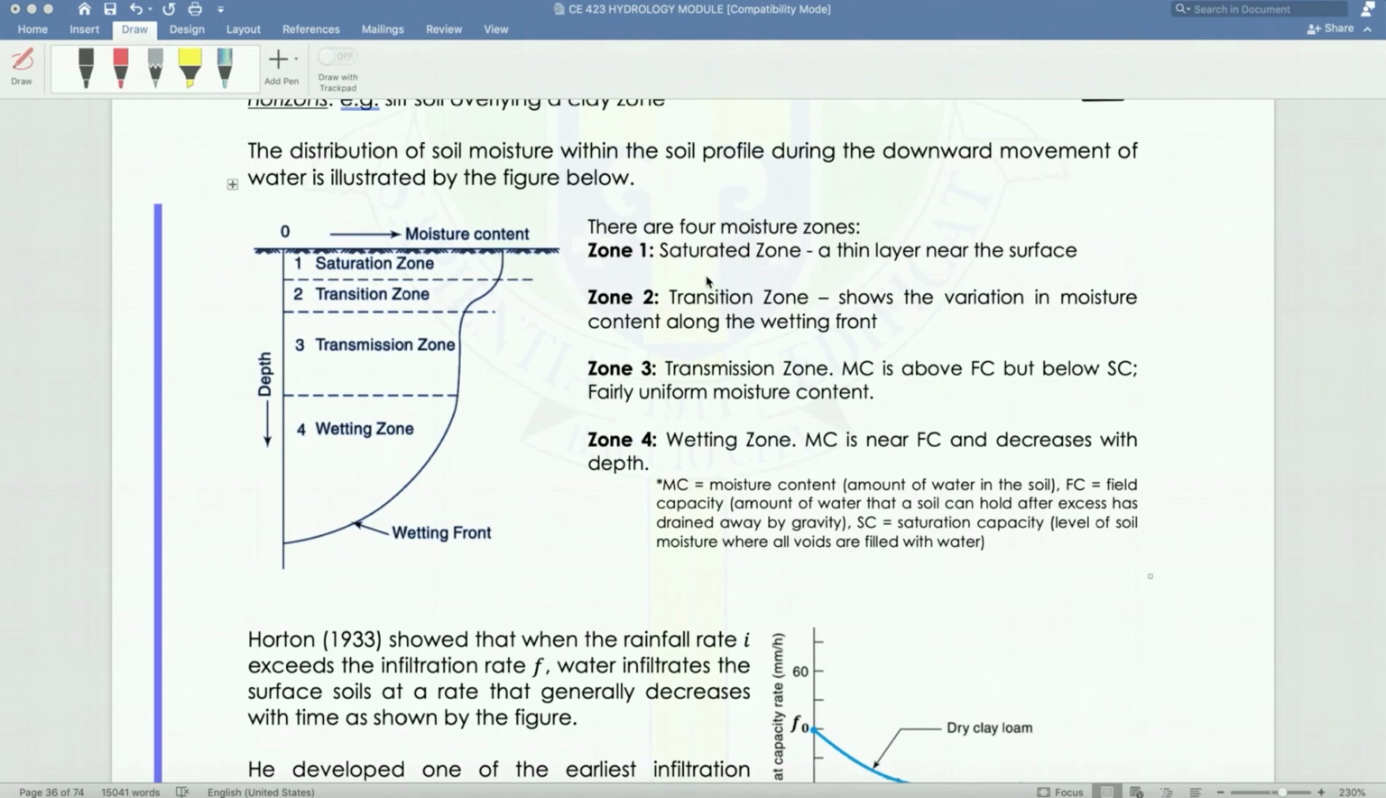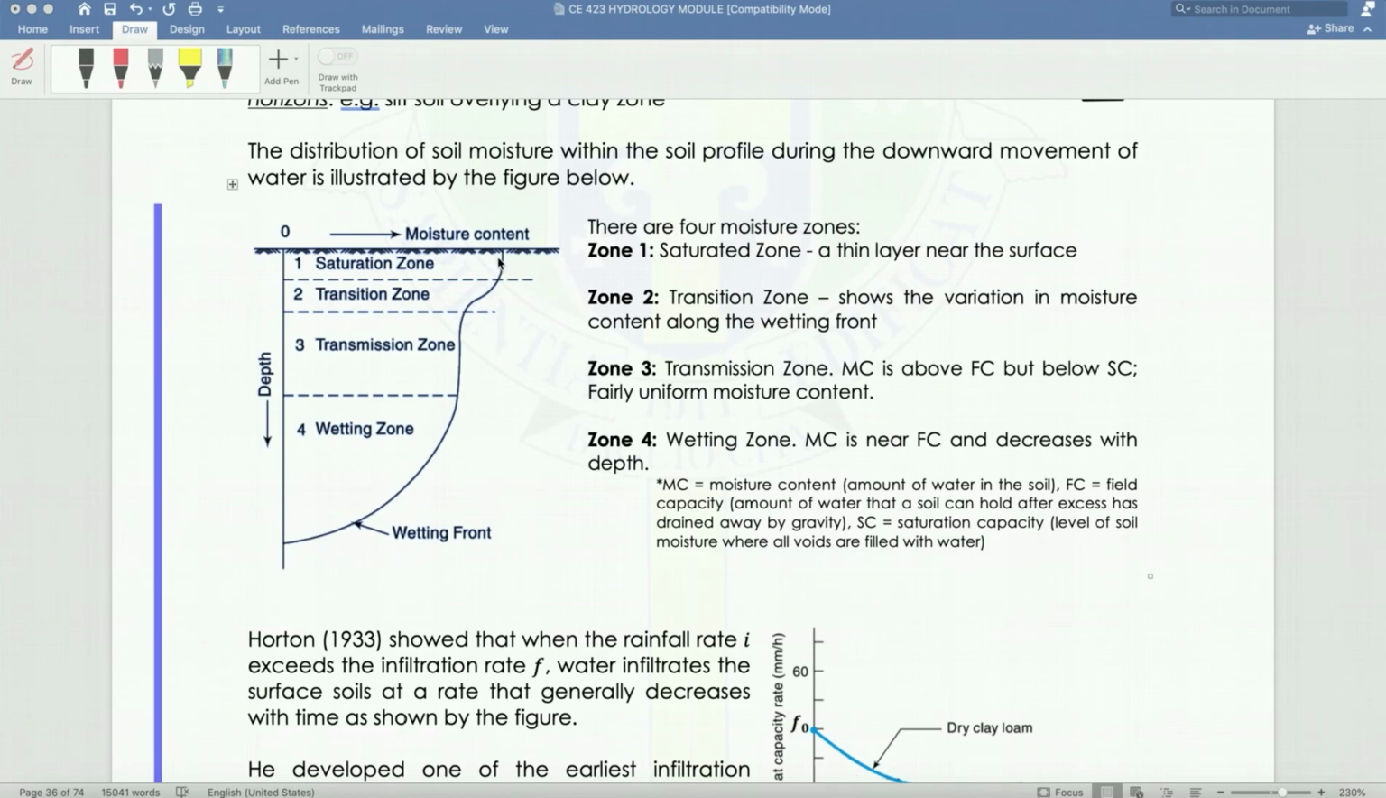Okay, so for zone 1, we have here the saturated zone, a thin layer near the surface. So of course, when it's precipitating, or for example if it's raining, of course the first thing that will be saturated will be this first zone, or yung nasa mismong surface, or yung pinakamalapit sa ground surface natin, which is exposed to the precipitation. Okay, and next would be zone number 2. Now, for zone number 2, we have here the transition zone. So this shows the variation in moisture content along the wetting front.